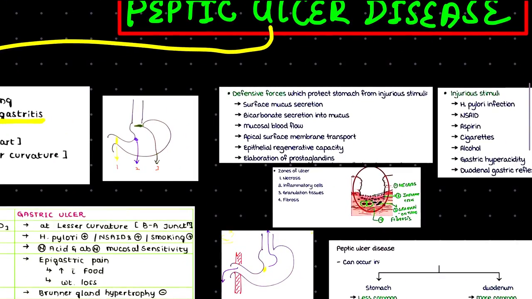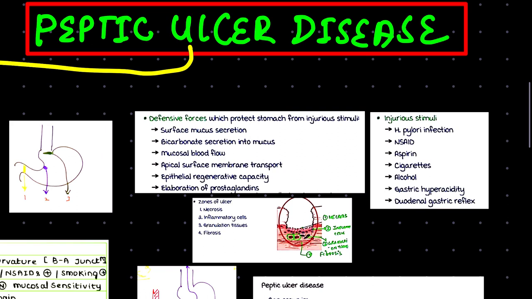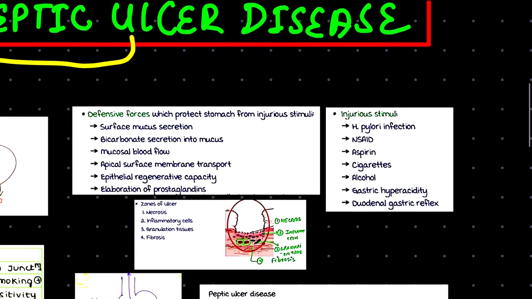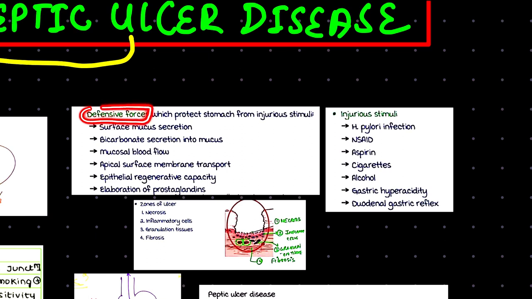Now what is this peptic ulcer disease? Now talking about the cause, we have two types of forces in our intestine. One is the defensive force. This defensive force is protecting the stomach from injurious stimuli. There are several injurious stimuli that may cause harm to our stomach, and the defensive forces protect the stomach from these injuries. The other is the injurious stimuli, which try to cause harm to our stomach. So what are the defensive forces that help our stomach get protected?